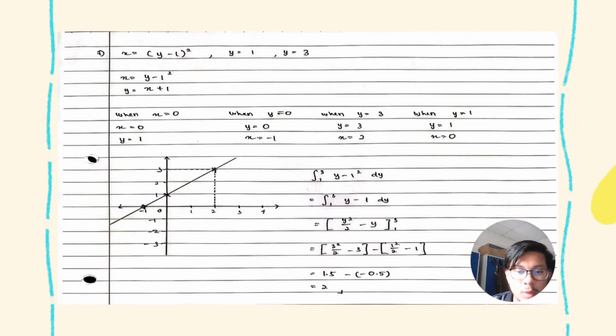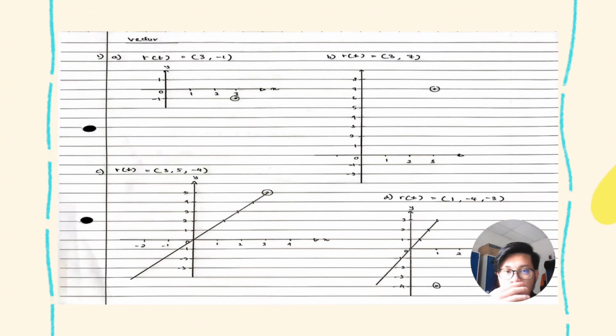For question number 7, based on the graph, when x equal to 0, y equal to 1. When y equal to 0, x equal to negative 1. When y equal to 3, x equal to 2. When y equal to 1, x equal to 0. And the final answer is number 2.